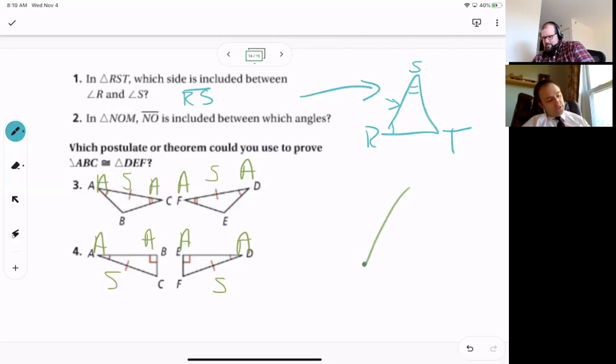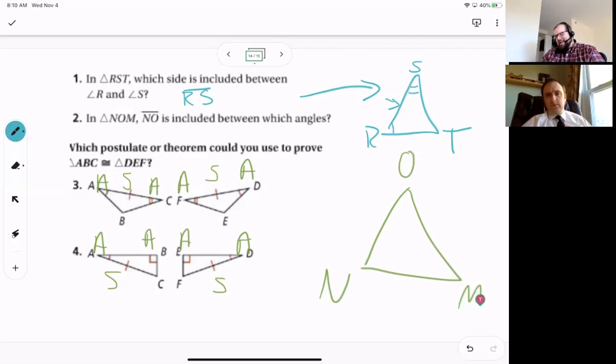So we just draw some triangle, and does it matter what the triangle looks like? It doesn't. We kind of drew similar looking triangles. Yeah, I think that just because our default is to draw triangles that tend to be equilateral-ish looking, just because we end up drawing that with our hands. Got it. So NO is included between which angles? So that's saying which angles are on the outside of that. So that's O and N.